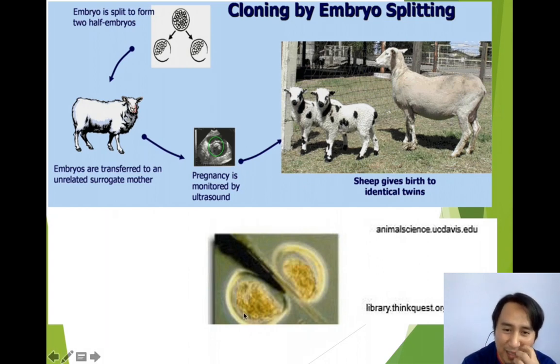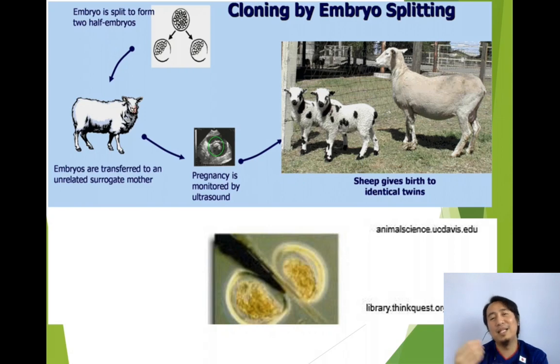Okay, so there are a lot of videos on YouTube. You can search and see how this embryo is being split into two embryos, halves of the embryo. Then it can form identical twins, but being identical is normally not a must. So sometimes they can be identical, sometimes they will not be identical.